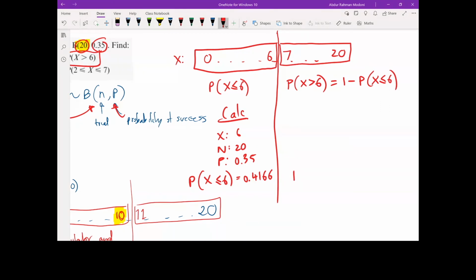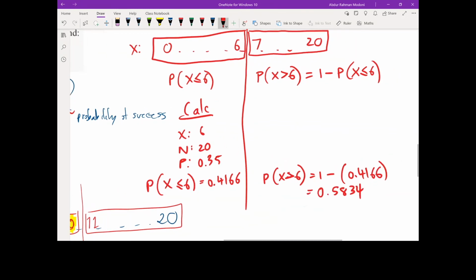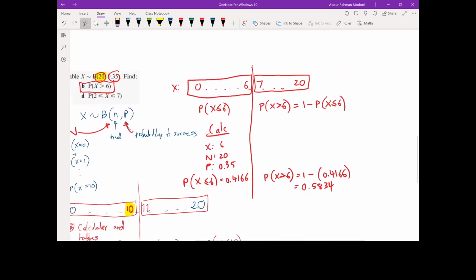Now that we've got that, we can work out the probability of X greater than 6 is equal to 1 minus 0.4166. Okay, so if we work that out, 1 minus 0.4166 gives us 0.5834. Okay, so always start off with this number line. Very important, I can't emphasize it enough.